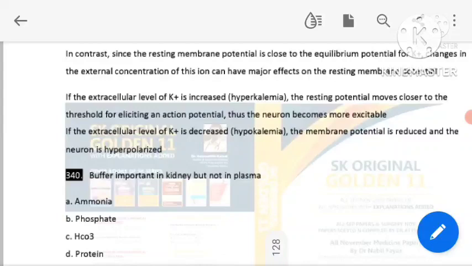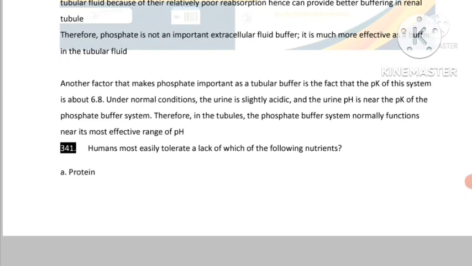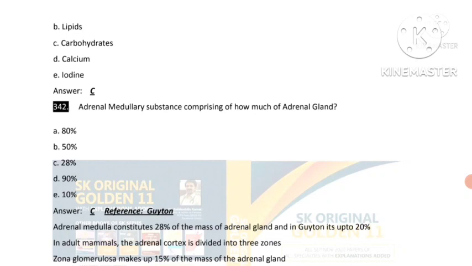So point number 340, most important buffer in the kidney but not in the plasma, it is the phosphate. So point number 341 is, humans most easily tolerate a lack of which of the following nutrients? It is the carbohydrates. Point number 342, adrenal medulla, substance comprising of how much of the adrenal gland?